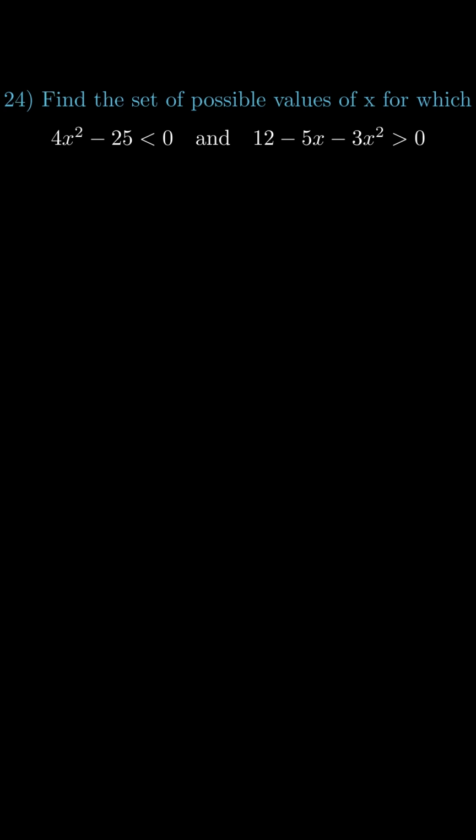Looking at the first term, 4x squared minus 25 is less than 0, we can find the critical values by finding the difference of two squares and then factorizing that way. Since 4x squared is the same as 2x all squared, minus 5 squared, our first inequality then factorizes to 2x minus 5 times 2x plus 5, which gives us critical values of minus 5 over 2 and 5 over 2.